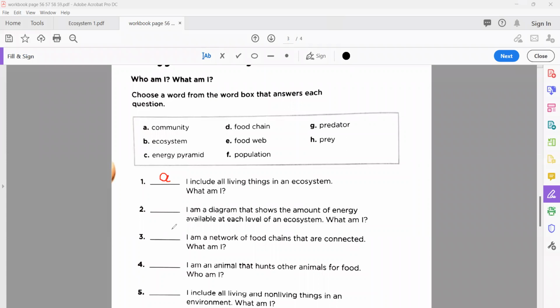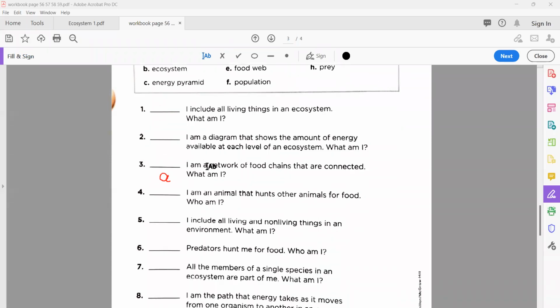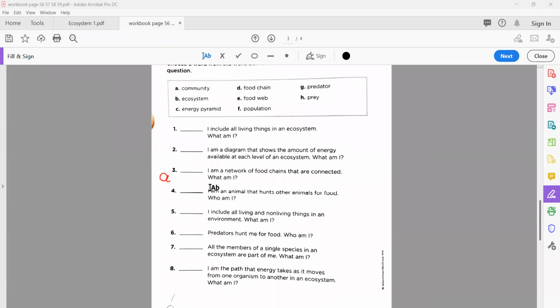Okay. Now, let me adjust this page first. I will make it a little bit zoomed in so it's easier for you to see this. Okay, just a minute. First I mention here workbook page number 58. So let's see number one. So A, that is community.